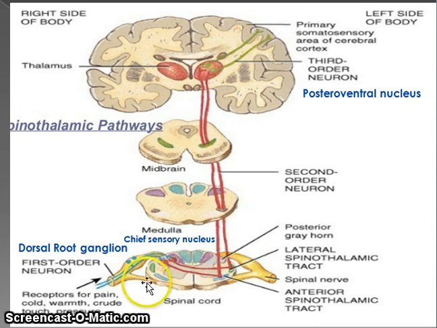So this tract is very easy to remember. You have to just remember first the dorsal root ganglion, that is the first order neuron. It will go to the chief sensory nucleus, that will form the second order neuron. It will reach the thalamus. In the thalamus, there is the posteroventral nucleus, and that will travel to the sensory area of the cerebral cortex, and there the third order neuron begins. So that's why when it is starting from the spinal cord and reaching the thalamus, it is known as the spinothalamic tract. That is very important.